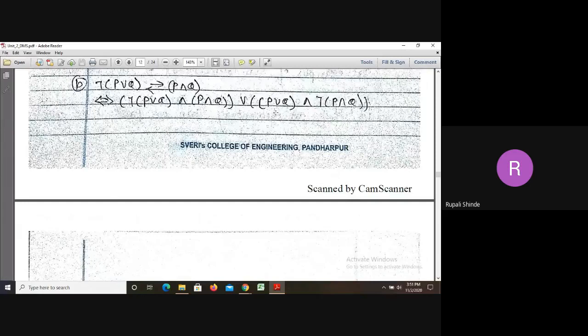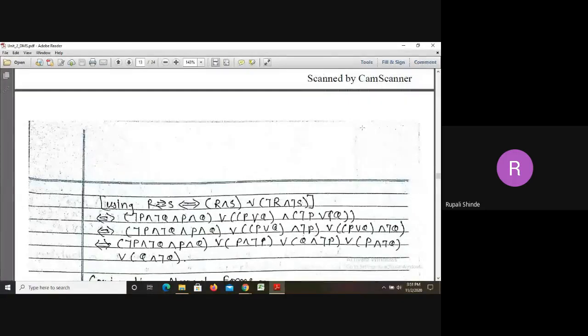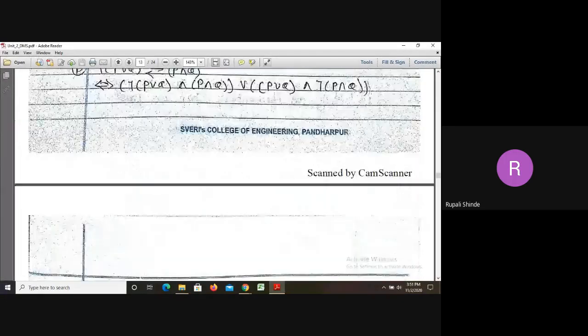Or now check here: (P or Q) and negation of (P and Q). Again we can apply this negation over this bracket. So what will be the answer if you apply this negation inside the bracket?